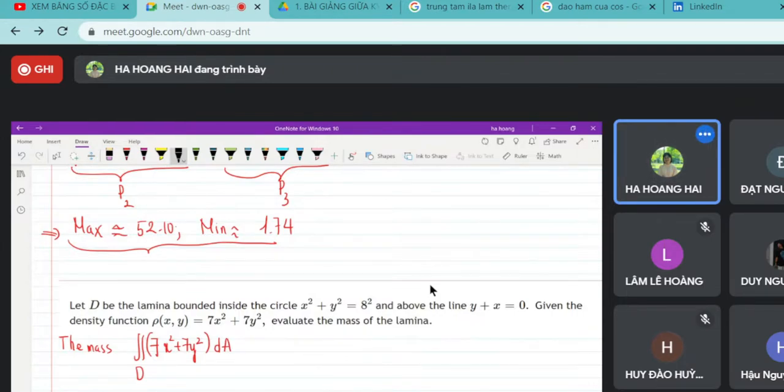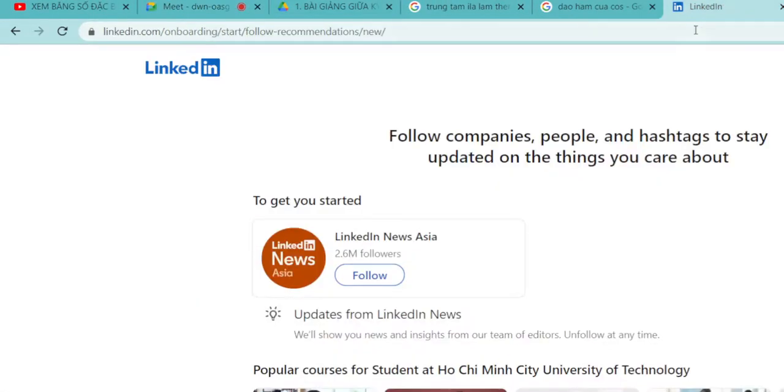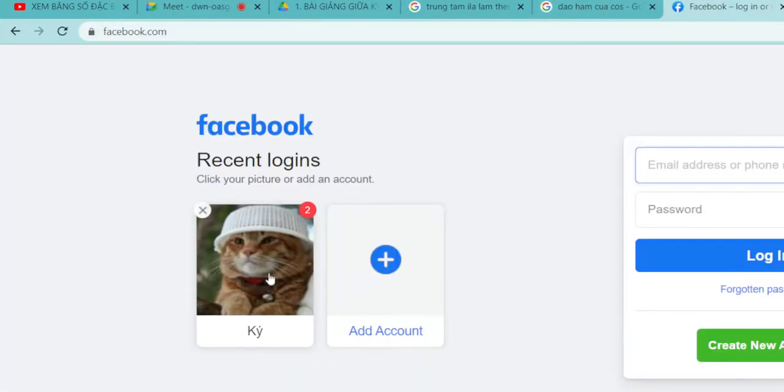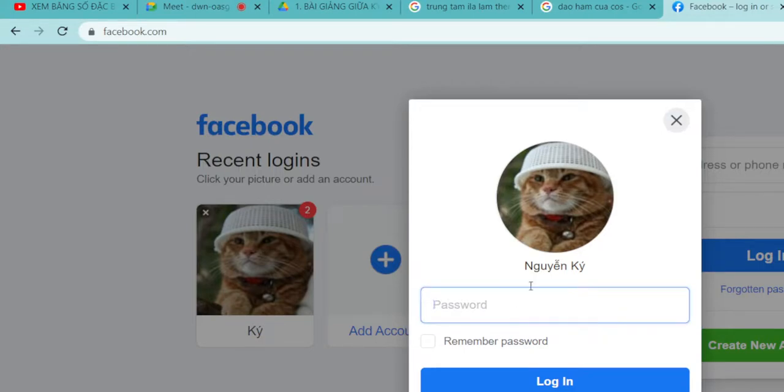Where the region D here is inside the circle and above the line. It just means that we have a circle with radius a, with the line y plus x equal to 0. We take the above part, so we take half of the disk.